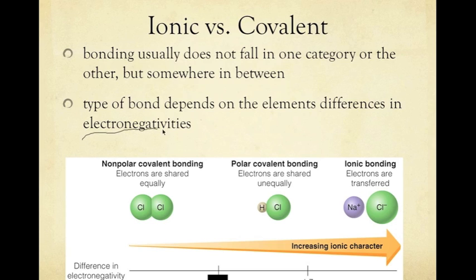Now, we talked about this in chapter 5. Remember that electronegativity is how much an atom pulls on the electrons of another atom. So we see here that in nonpolar covalent bonds, electrons are shared equally. In polar covalent, we have unequal sharing, and in ionic, we basically have a transfer. So the bigger the difference in electronegativity, the more ionic characteristics that bond is going to have.